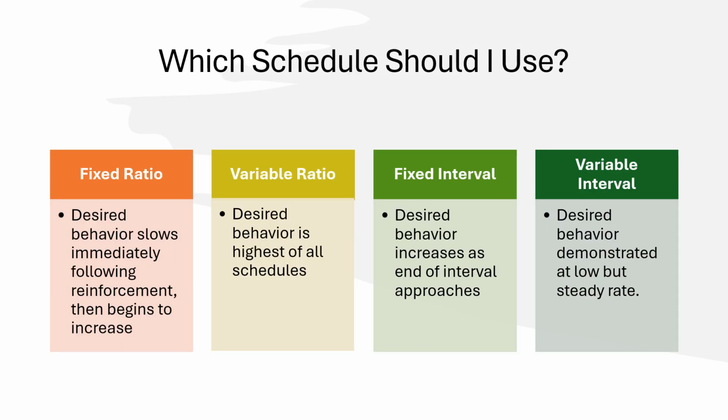Which schedule should I use? With the fixed ratio, the desired behavior slows immediately following reinforcement, then begins to increase again. With the variable ratio, the desired behavior is highest of all the schedules. With the fixed interval, the desired behavior increases as the end of the interval approaches. And with the variable interval, the desired behavior is demonstrated at a low but steady rate.